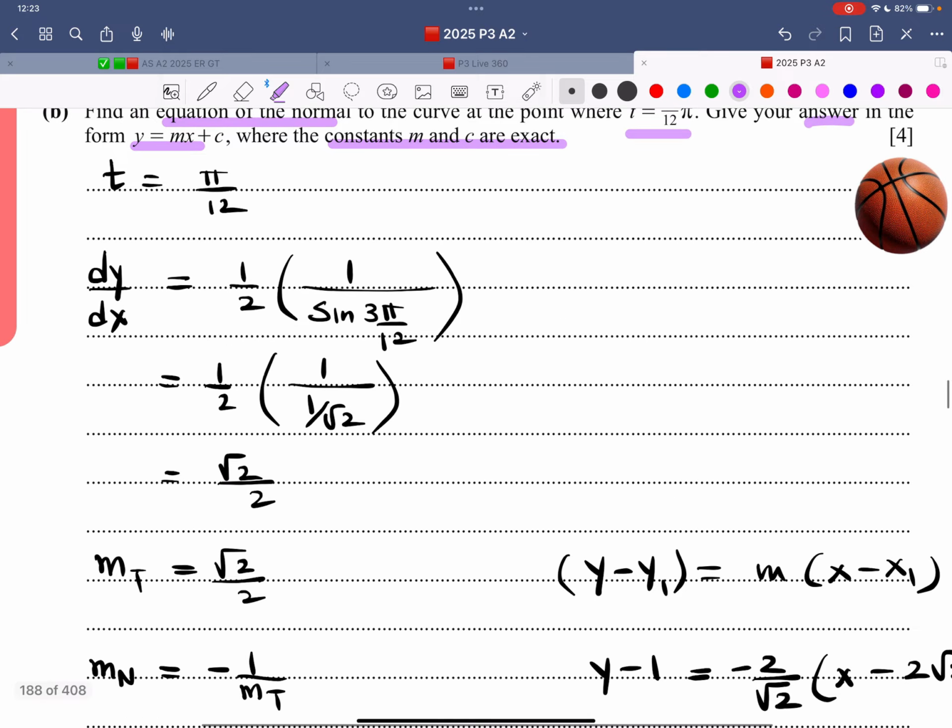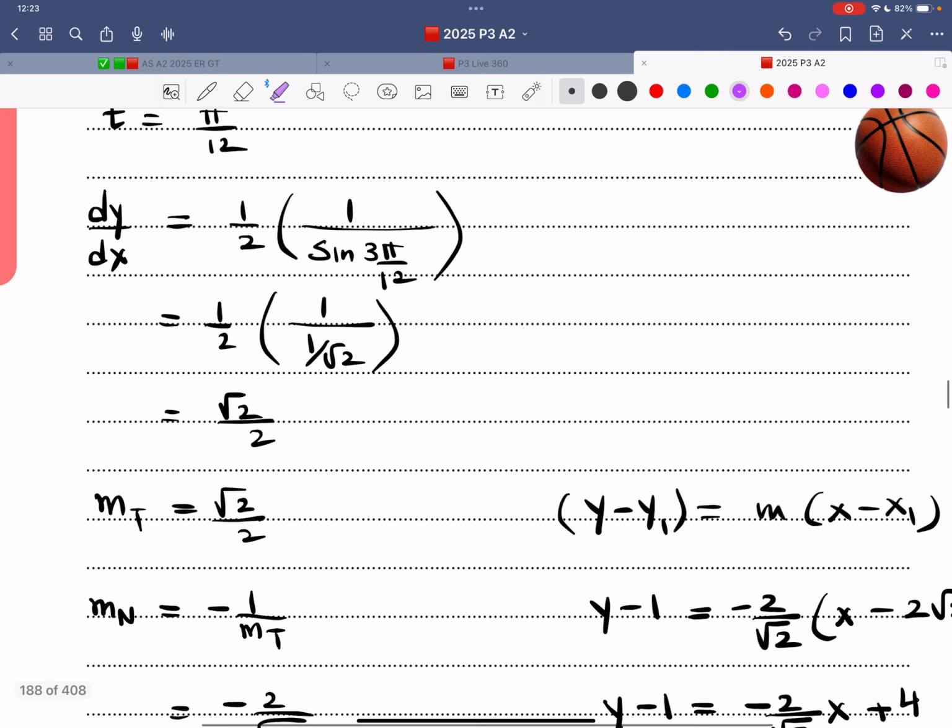So t is pi by 12. For dy by dx, you plug it in over here, t is pi by 12. 3 times pi by 12 is pi by 4. Sine of pi by 4 is 1 over root 2. So let me write over here, sine of pi by 4 is 1 over root 2.